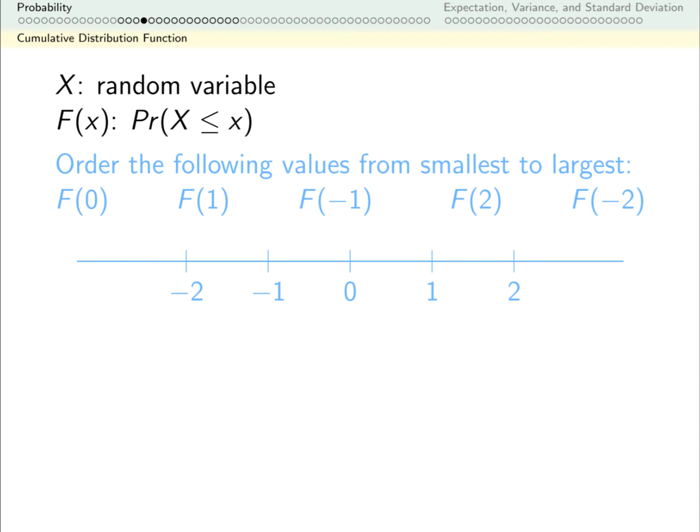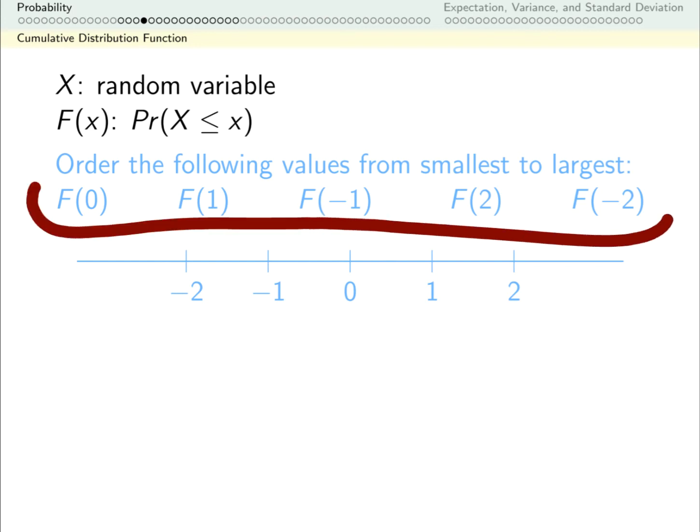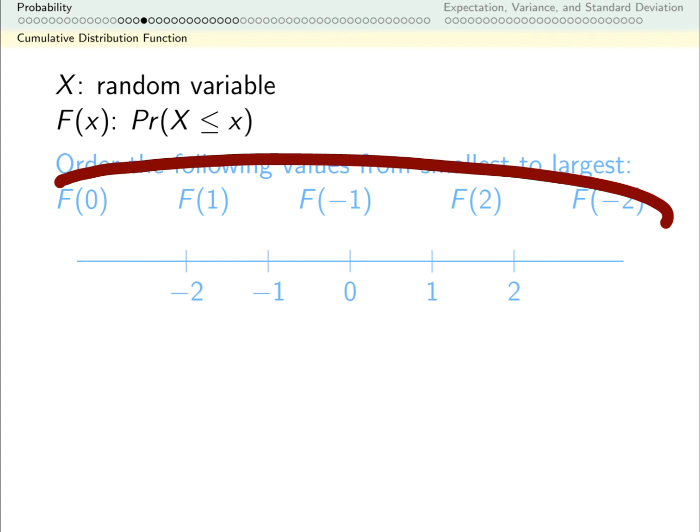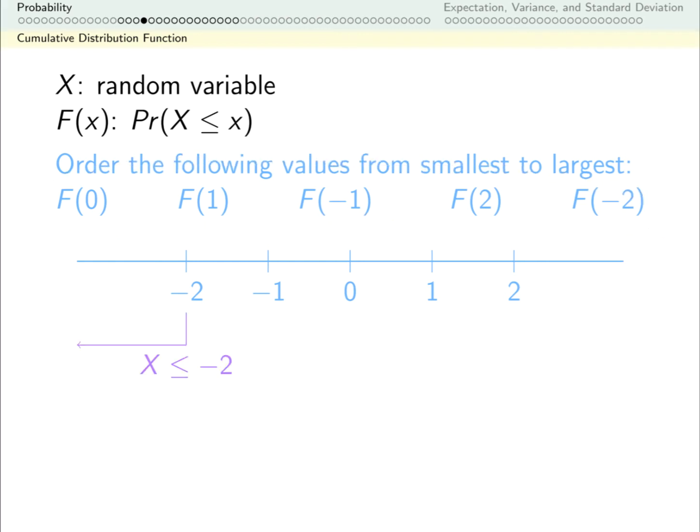I have no idea what it is. Maybe it's temperature, maybe it's coin flips, maybe it's something totally else. I have no idea. I can still order these cumulative distribution functions from smallest to largest. F of negative 2 captures every single event where my value is in this purple range, whereas f of negative 1 captures every single event where my value is in this purple range, and that's a bigger range. So f of negative 2 is less than or equal to f of negative 1.